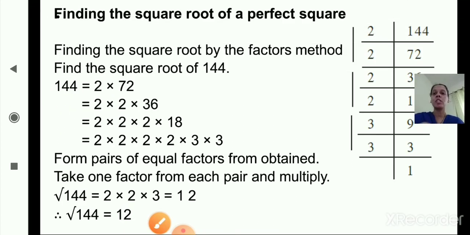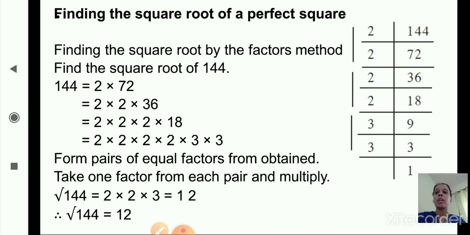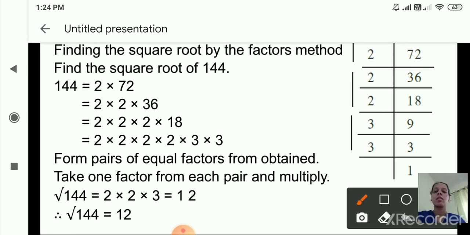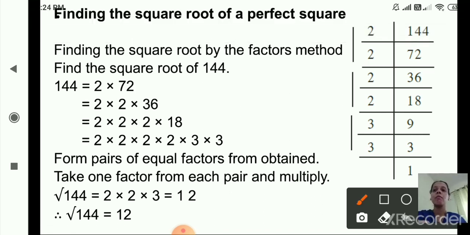Now the next one, we will see how to find the square root of a perfect square. So, finding the square root by the factors method. In the factors method, first, as we have to find the factors of 144, we'll write down 144.